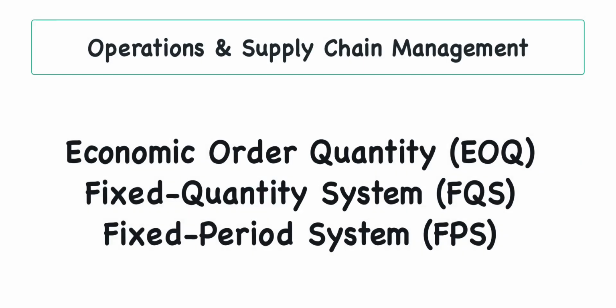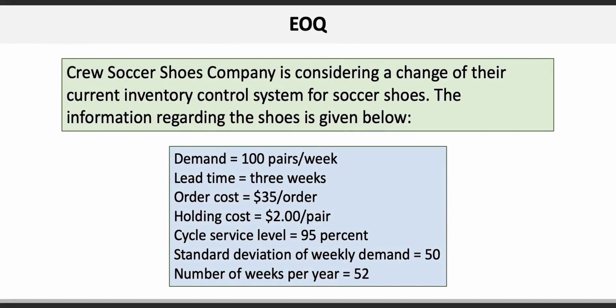This video will illustrate how to calculate the economic order quantity, or EOQ, along with the reorder point with safety stock and the inventory position under a fixed quantity inventory system, or FQS. We'll also calculate the safety stock under a fixed period inventory system, or FPS. Here's the basic data for our problem.